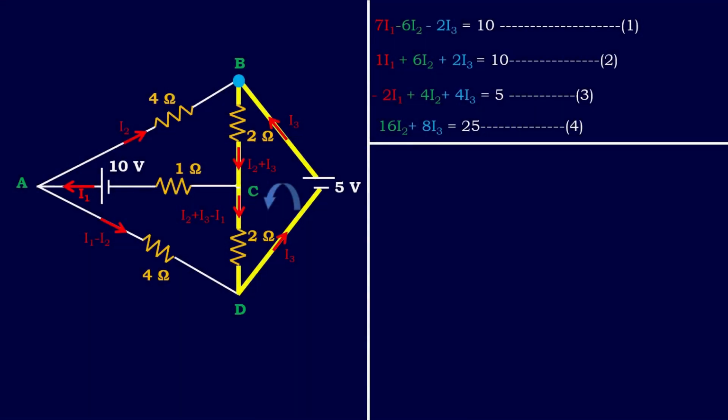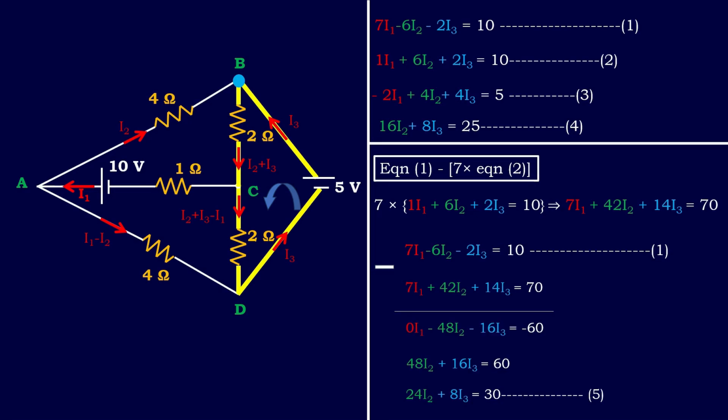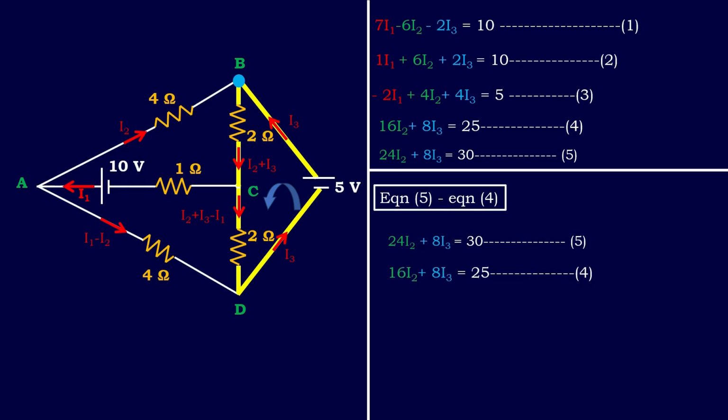Now we will multiply equation 2 by 7 and subtract it from equation 1. That is, 7 times equation 2 is subtracted from equation 1. After simplifying, we obtain equation 5. Now subtract equation 4 from equation 5 and solve the resulting equation to obtain the value of I2.